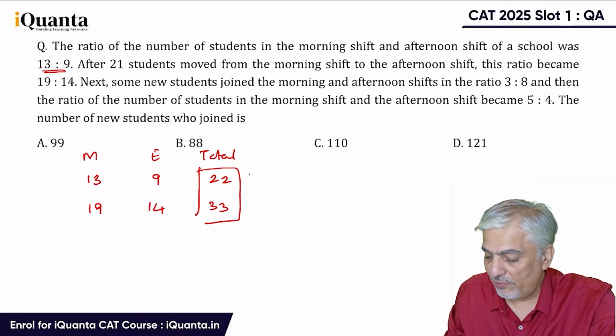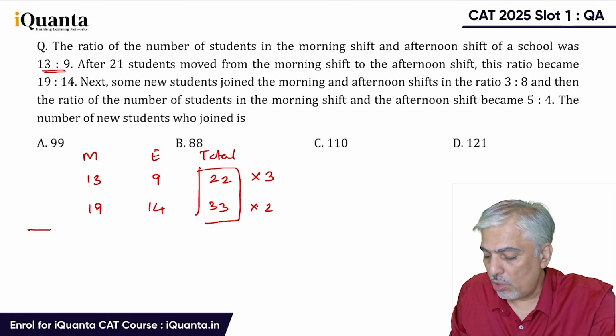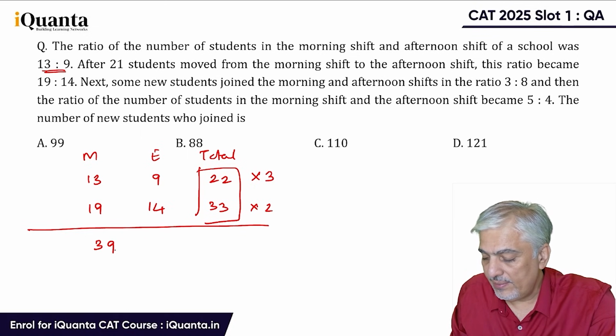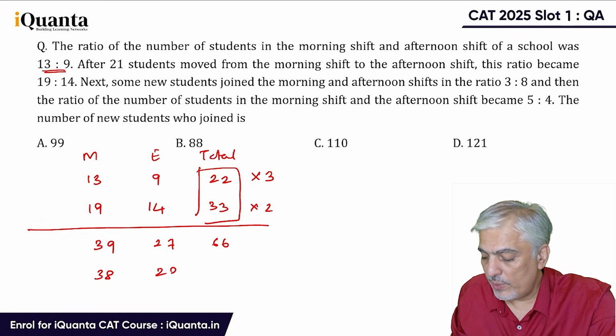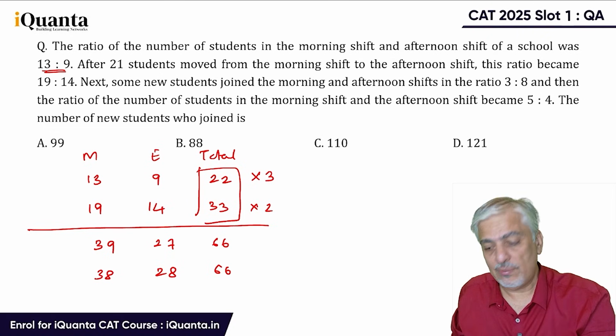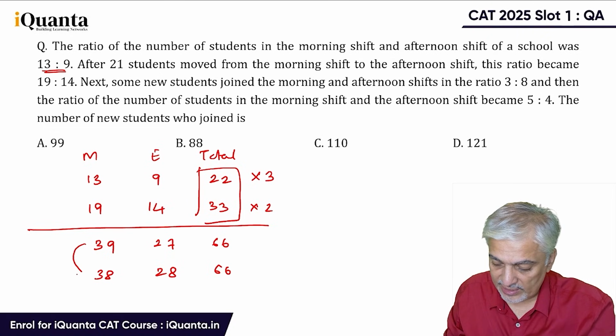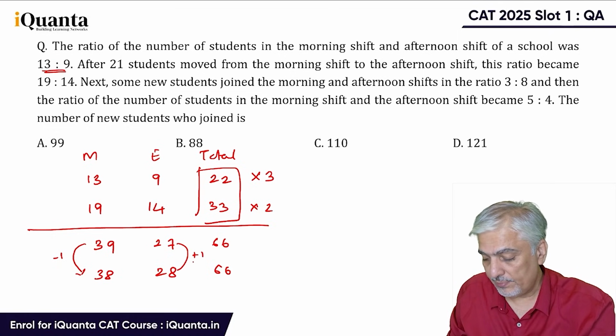That means multiply the full first line by 3 and the second line by 2, and we will get morning as 39, 27, 66, 38, 28, 66. So with these numbers, it means that the morning shift is decreasing by 1 and the evening shift is increasing by 1.